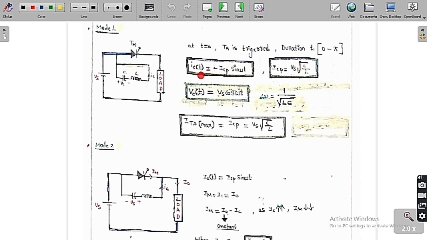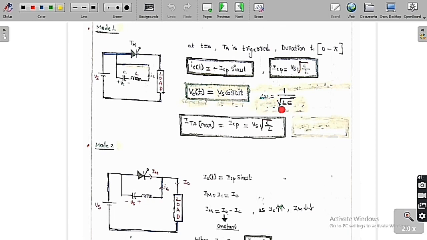So the capacitor current IC of t is equal to minus ICP into sine omega t, where ICP is Vs into under root of C by L, because this is the initial value of the capacitor voltage. And the capacitor voltage Vc of t is equal to Vs cos omega t. So Vs cos omega t is the capacitor voltage, and omega is 1 by under root of LC.